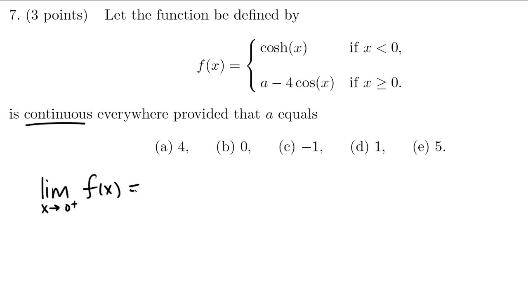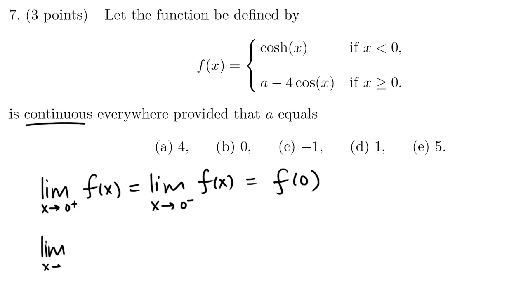One definition of continuity that I think is most useful on these kinds of questions is this. The left limit exists and equals the right limit, and both of those turn out to be equal to the functional value at 0. So let's see what these equations force A to be. Okay, let's first do the left limit, the right limit.